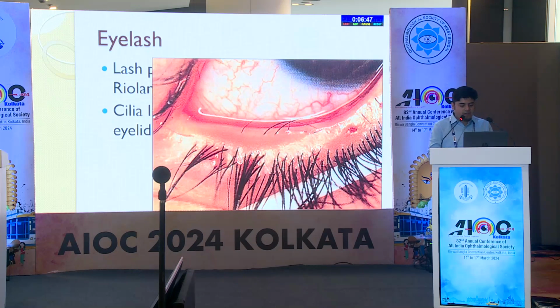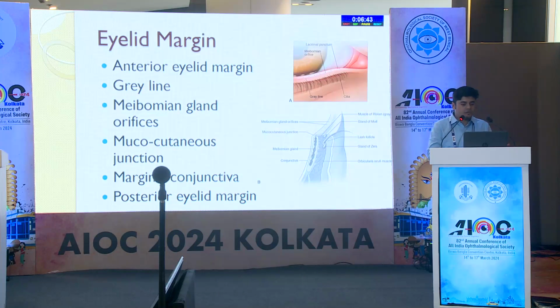Here we can see a cilia crescere internum. There might also be an externum variant. The other structures of the eyelid margin from anterior to posterior are the anterior eyelid margin, then the gray line, which is formed by the insertion of the muscle of Riolan, then the meibomian gland orifices, the mucocutaneous junction, the marginal conjunctiva, and the posterior eyelid margin.